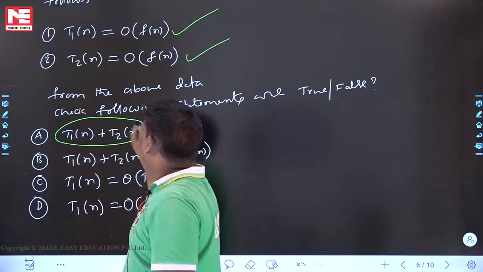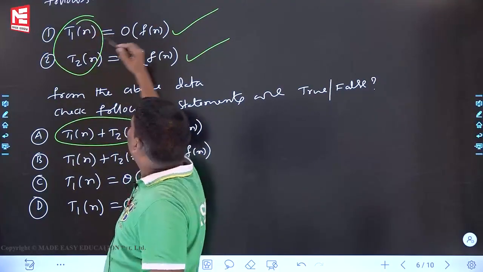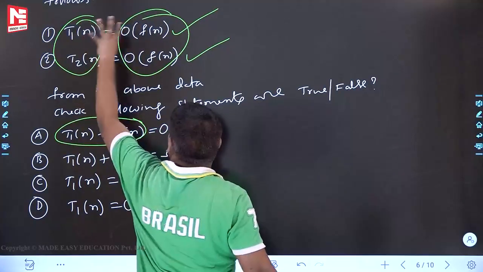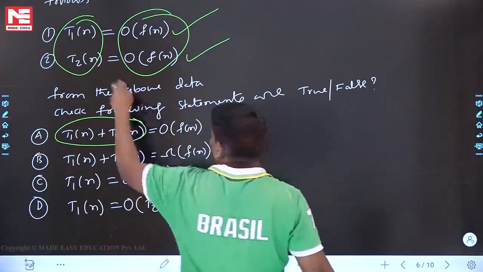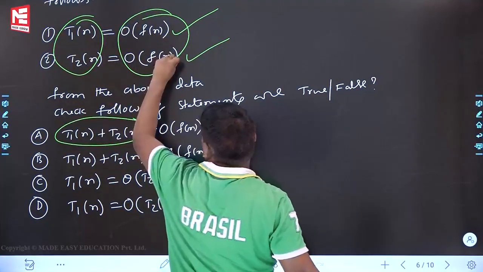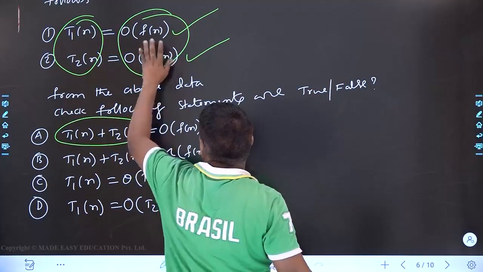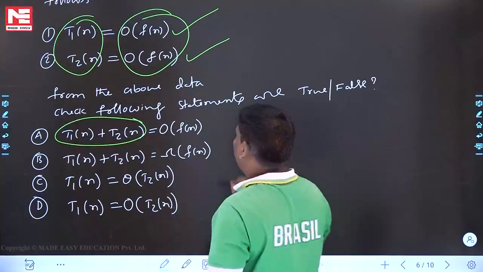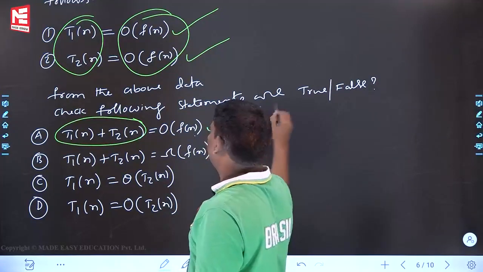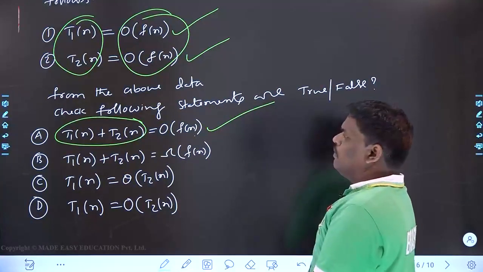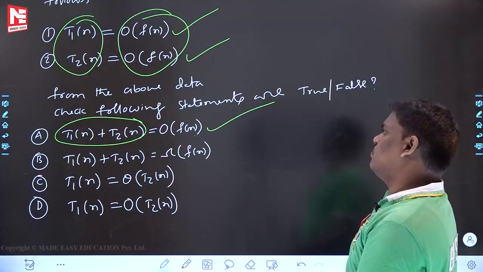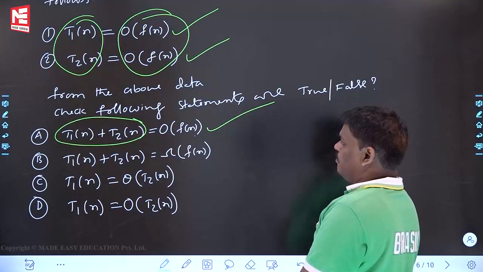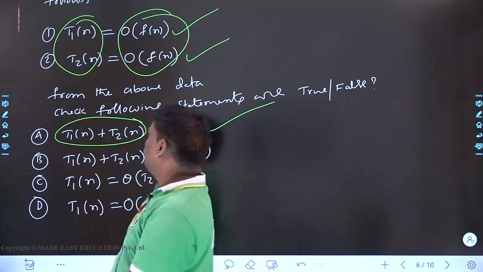But if you add both, T1 and T2, what will happen? For these 2, the upper bounds are these 2, just add. If you add the left side, add the right side also. If you take only one, a problem will come. So left you add, right also add. On the right hand side, f of n plus f of n is nothing but f of n. So it is a true statement. I think option A is true.